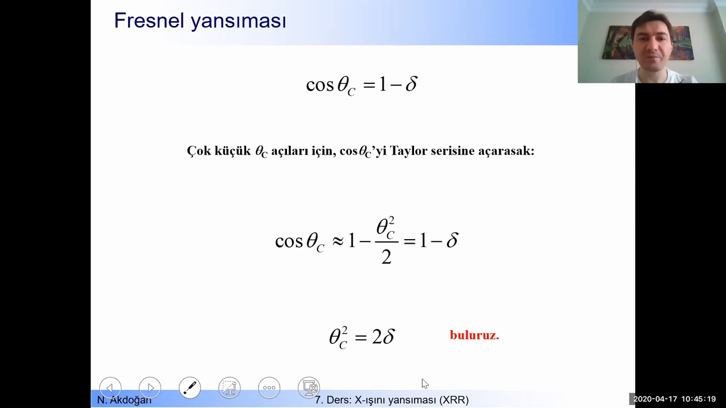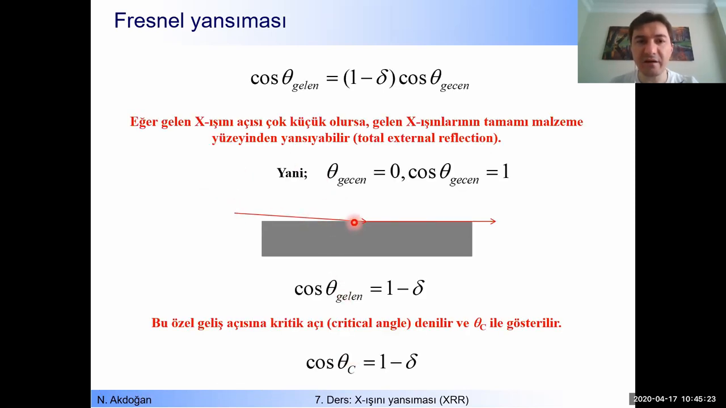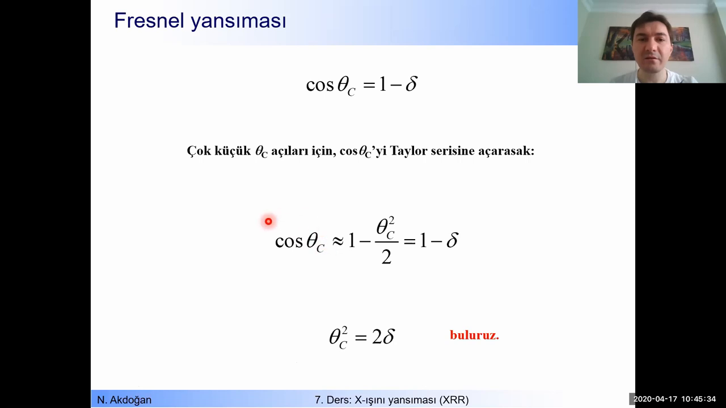Then continue. What I have told you is that this incident angle is very, very small. For very small theta angles, I can write cosine theta by applying Taylor series: cosine theta is given by 1 minus theta square over 2. So here we have theta critical, 1 minus theta critical square over 2, which is equal to 1 minus delta. The negative 1 will cancel this 1 here, and then theta critical square will be equal to 2 delta.